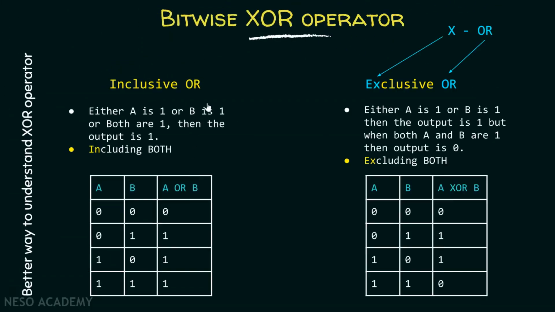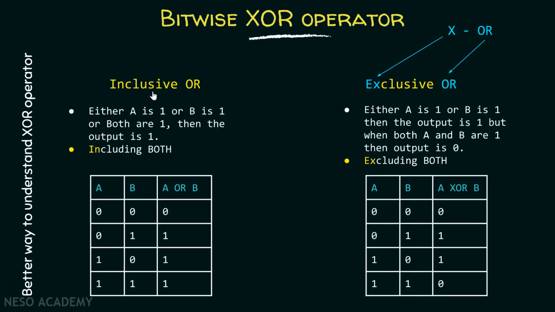Now let's try to understand the concept of the exclusive OR operator. Here in this case, when either A is 1 or B is 1, then the output is 1. There is no problem. But when both A and B are 1, then the output is 0. Please note down this point. That is why it is called the exclusive OR operator, because it is excluding the both combination. That is, when both bits are 1, then the output is 0 and not 1.